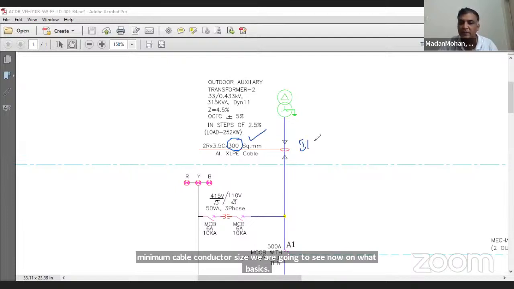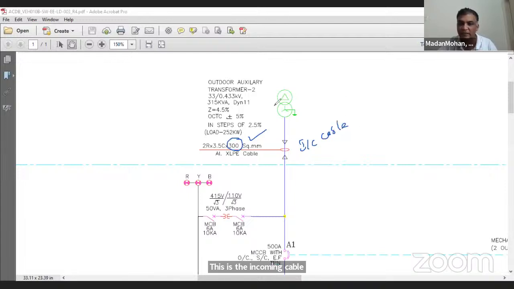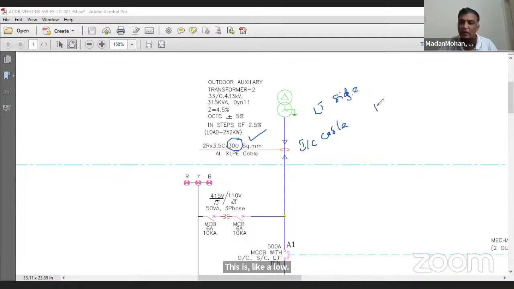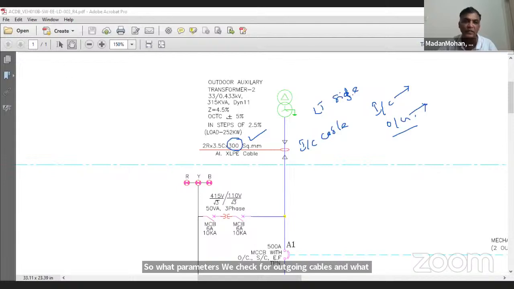This is the incoming cable. So in the LT, this is all LT. This is 11 by 415 volts or 433 volts. This is the LT side, the low voltage side. In the LT, you have incoming cables and outgoing cables. What parameters do we check for outgoing cables and what parameters do we check for incoming cables? I'm going to make you understand in a simple way.